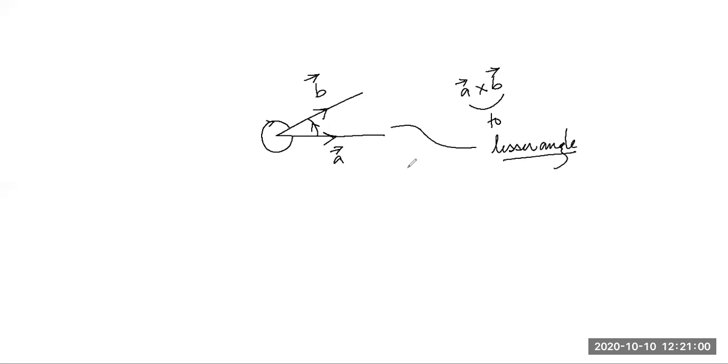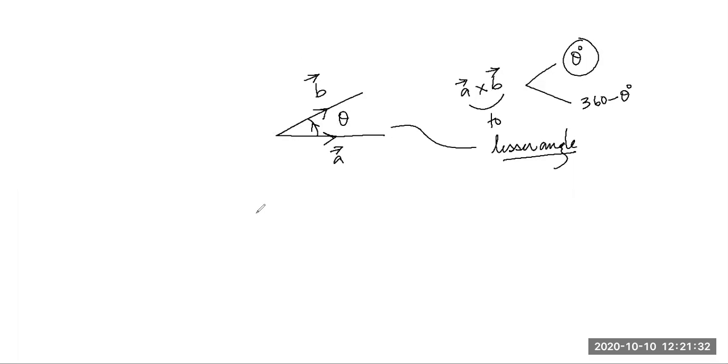Take the lesser angle. See, between two vectors, there's always the possibility of two angles. One is theta and the other is 360 minus theta. You take the lesser angle and then define A to B. And then the lesser angle is this theta, not this. I reject this. So the lesser angle from A to B is theta.